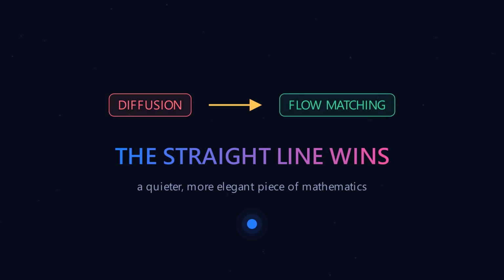Four years ago, diffusion models were the undisputed engine of generative AI, and stochastic differential equations were simply the cost of doing business. Flow matching didn't win by being a flashier idea. It won by noticing that the messy, random part of the problem was never actually necessary, and replacing it with a straight line and a subtraction. That's the real shift underneath every one of these systems right now. Not more compute thrown at the same equations, but a quieter, more elegant piece of mathematics doing the same job for a fraction of the cost.